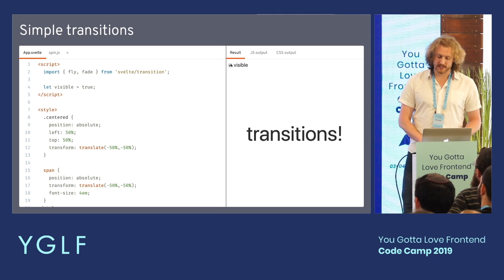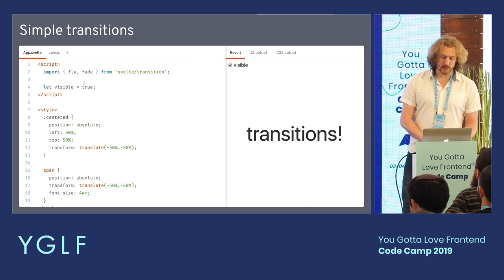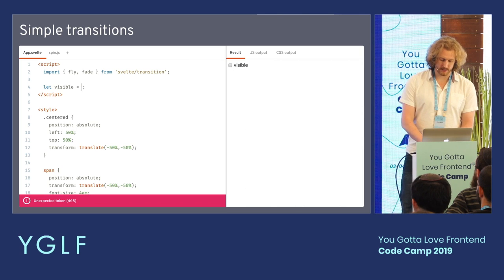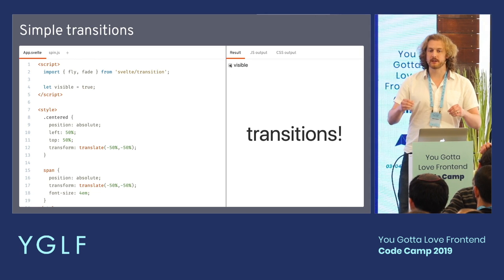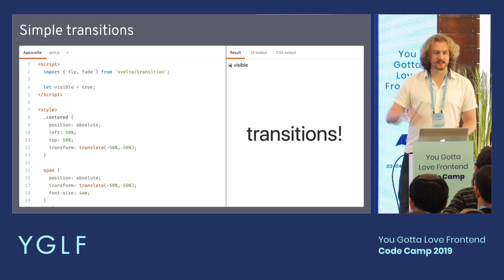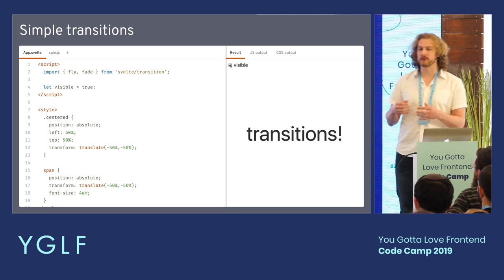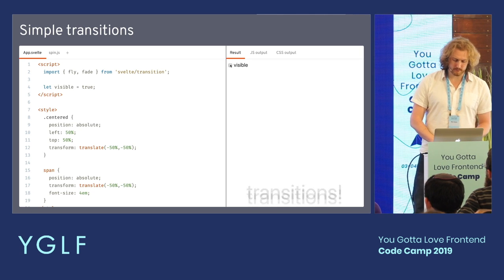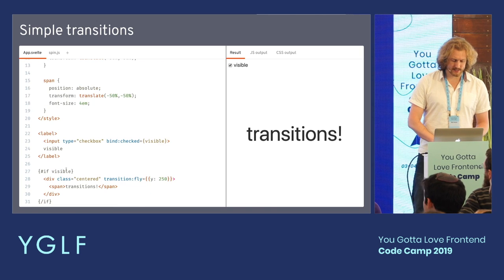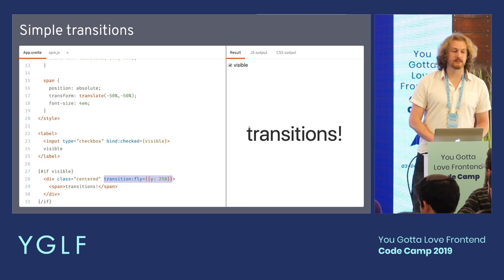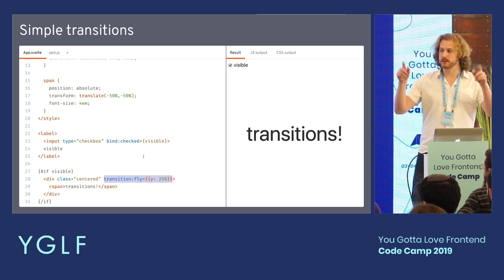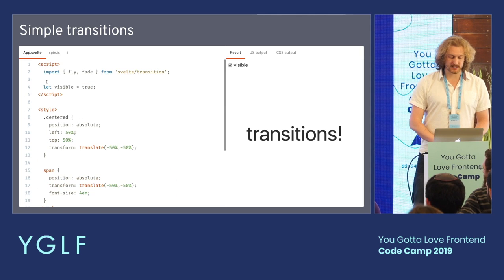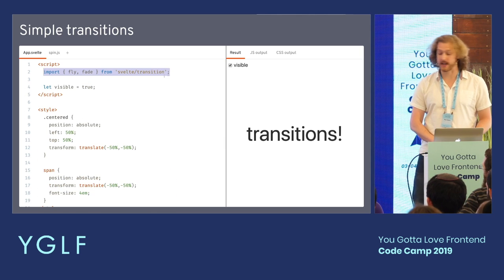If I toggle this visible boolean, which is literally just that, then the element doesn't disappear and reappear, it doesn't snap into place. Instead, it transitions out gracefully. This is really good for like notifications and things like that. And the way that that is done is just by adding this transition fly directive to the element and then giving it some arguments. It's an object literal with one property, y. And that's just imported from this Svelte transition package here.